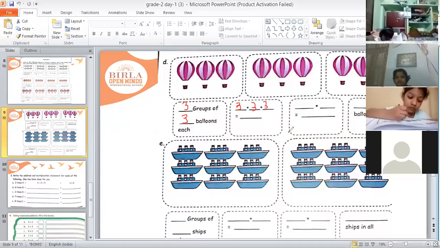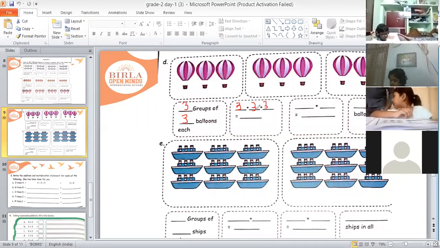Yeah. Krishika. How many balloons are there total? 9 balloons. Yeah, 9 balloons are there. So after equal to sign, we will write here 9. Okay, very good. Now Krishika, we have to write here the multiplication sentence.